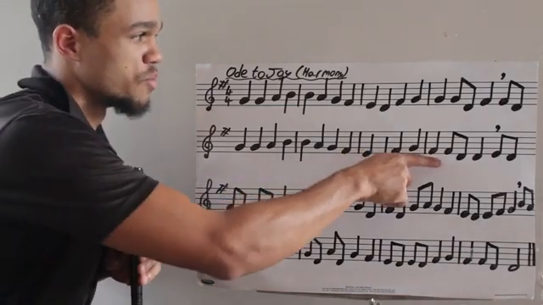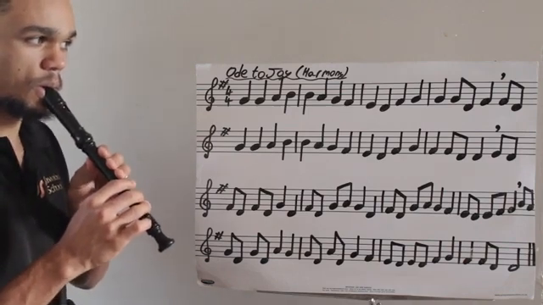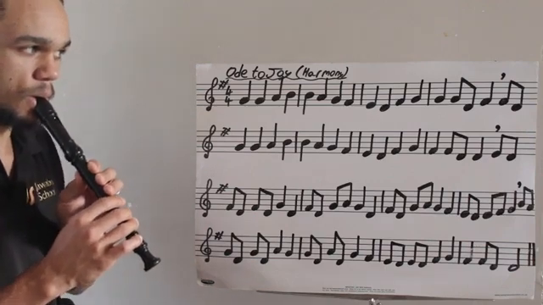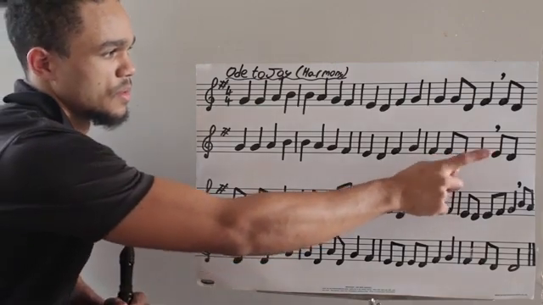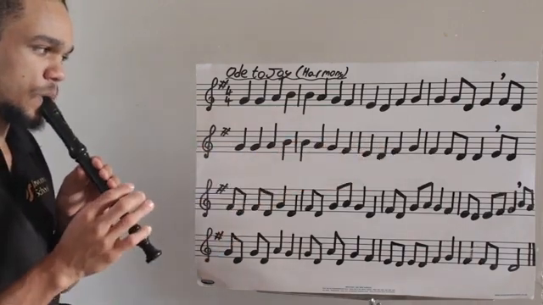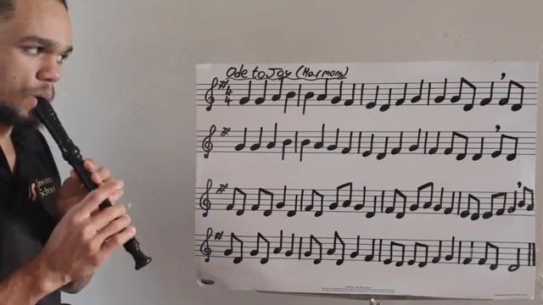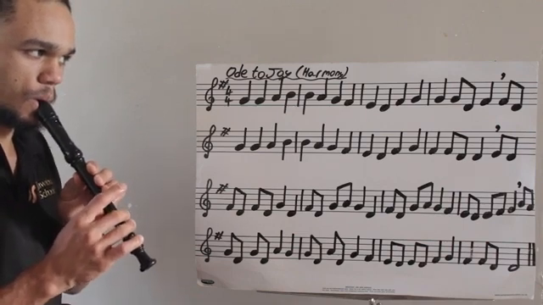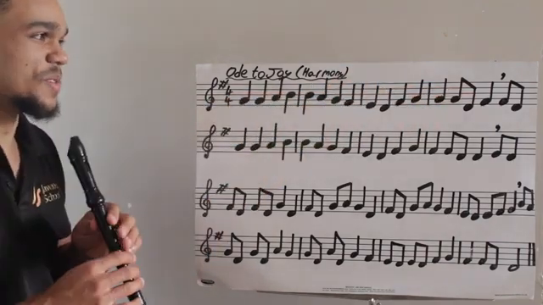Let's try the whole of bar number 8. 3, go. Again. By yourself. All right, let's try the whole of line number 2. 3, go. Let's put line number 1 and line number 2 together. 3, go.